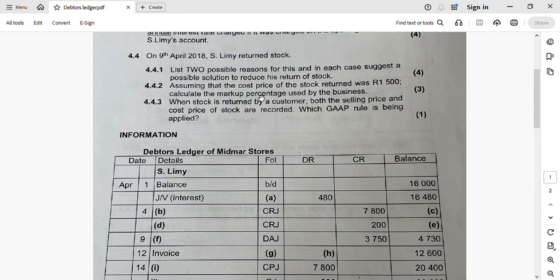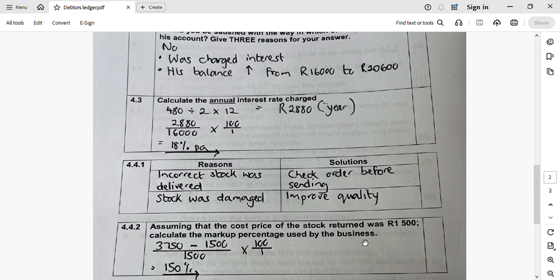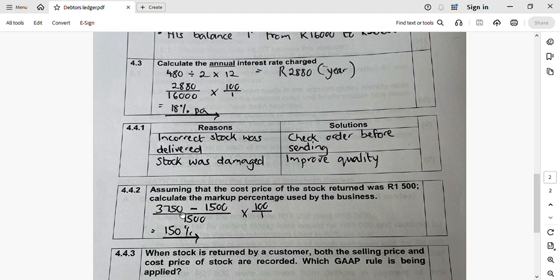Then, assuming that the cost price of the stock returned was 1,500, calculate the markup percentage. Okay, the cost price was 1500 and the selling price here was 3750. To calculate markup, you take gross profit, which is 3750 minus the cost price of 1500 as a percentage of the cost price, and you get 150%.